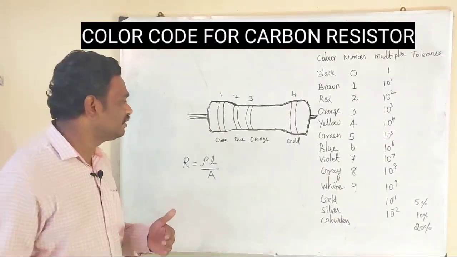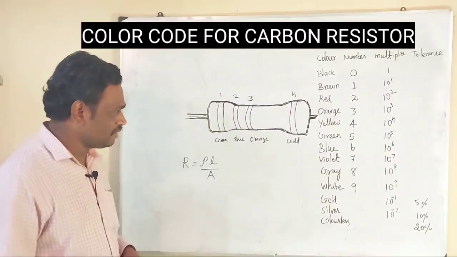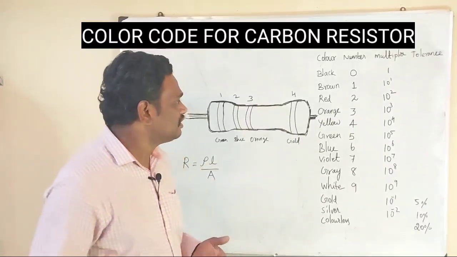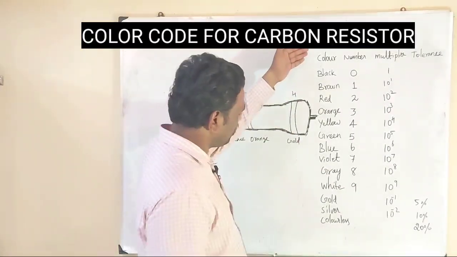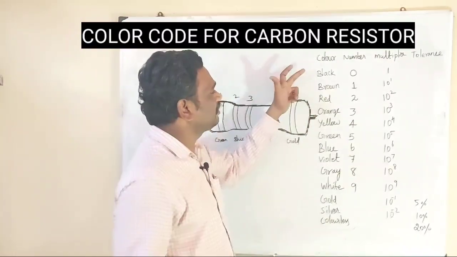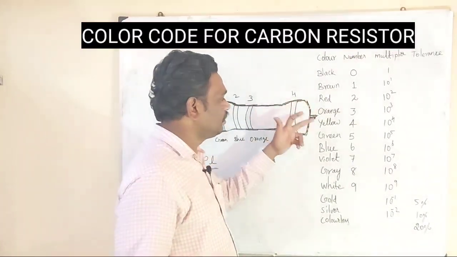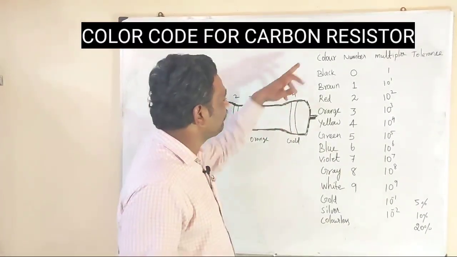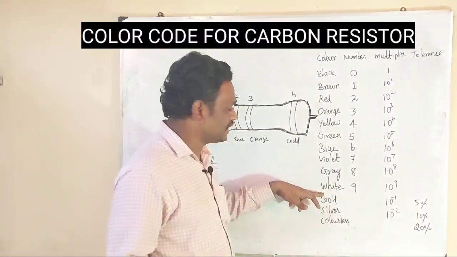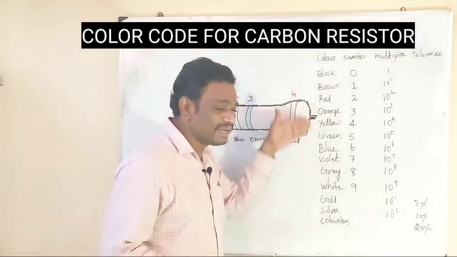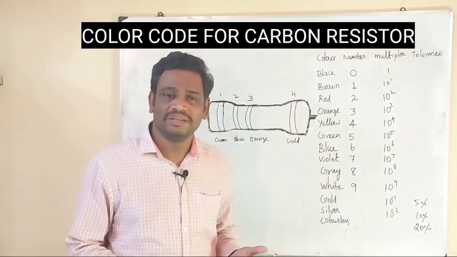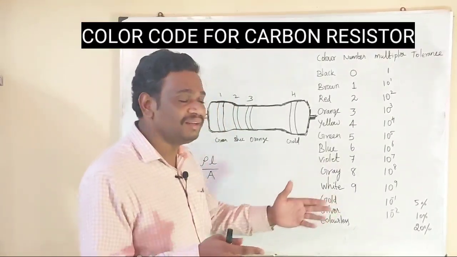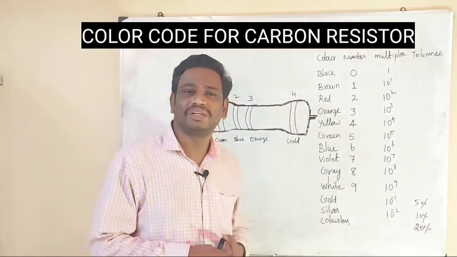So by using these color rings, we have to identify the value of the resistor. How to identify the value? First we need to memorize the colors in a particular order: black, brown, red, orange, yellow, green, blue, violet, grey and white. So we start with black and end with white. How to memorize these colors in a particular order? You can easily memorize them, because if you remember one single line, you can easily write all the colors in order.